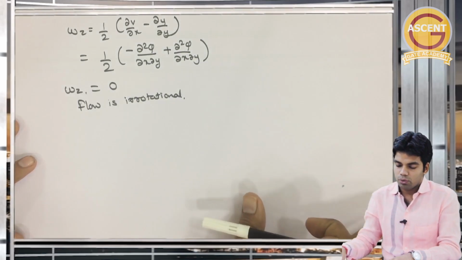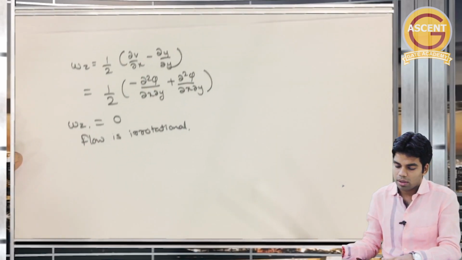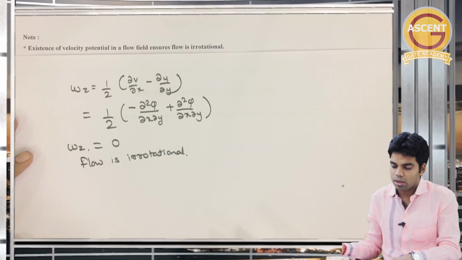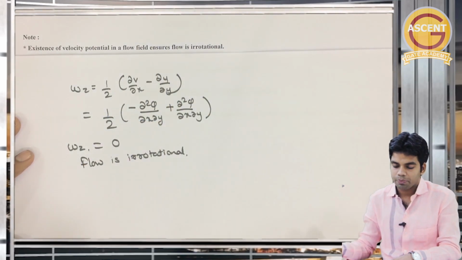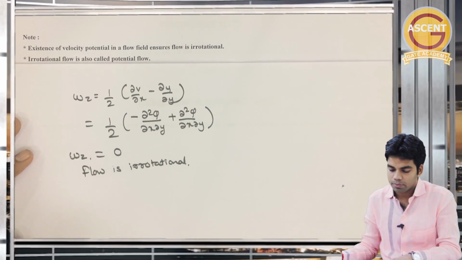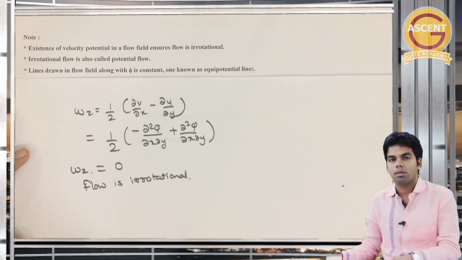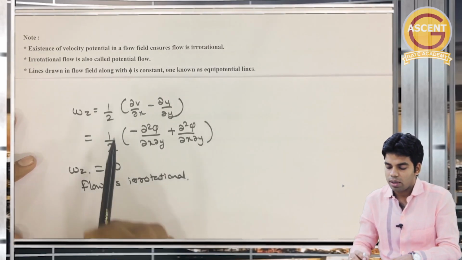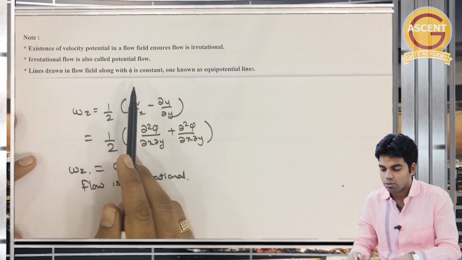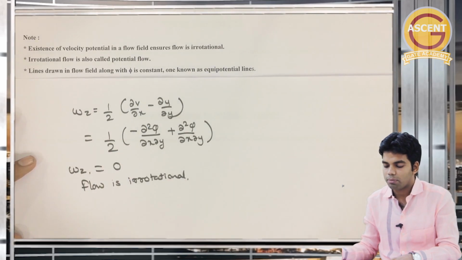Okay, so you can write a few notes here. The very first note: the existence of velocity potential in a flow field ensures that the flow is irrotational, as I told you. Second, irrotational flow is also called the potential flow, and the velocity potential satisfies the Laplace equation. Then the lines drawn in the flow field along which phi is constant are known as the equipotential lines.